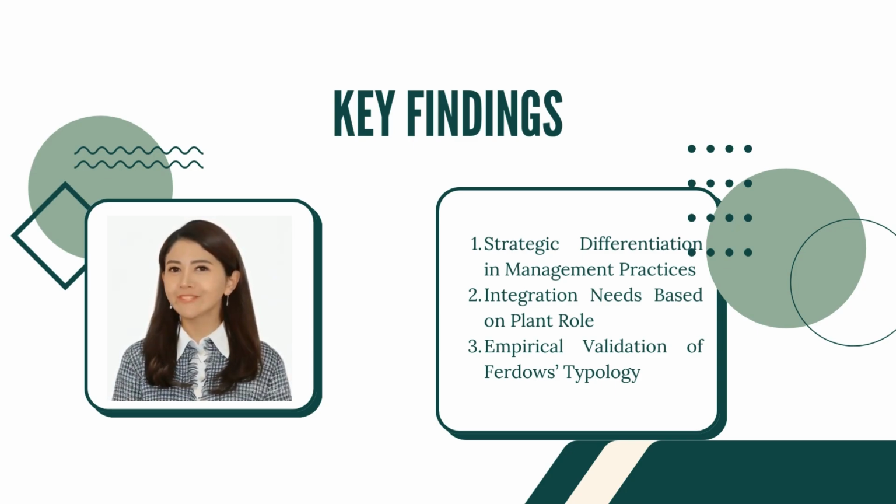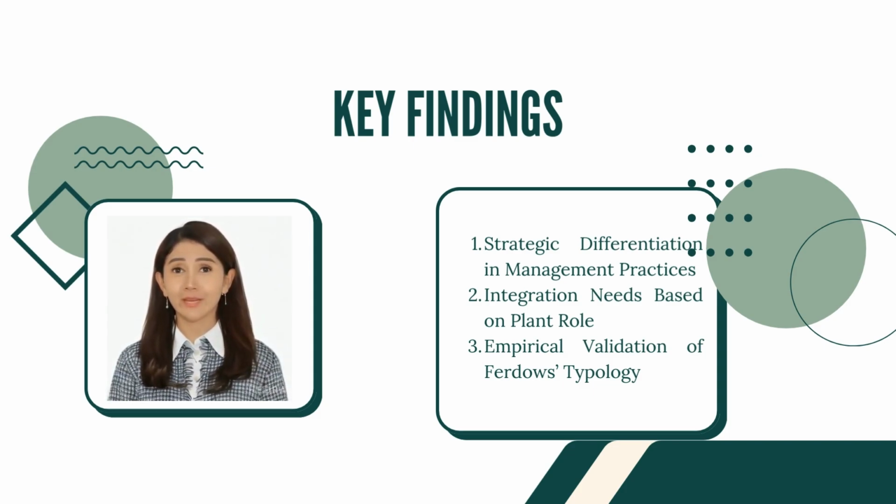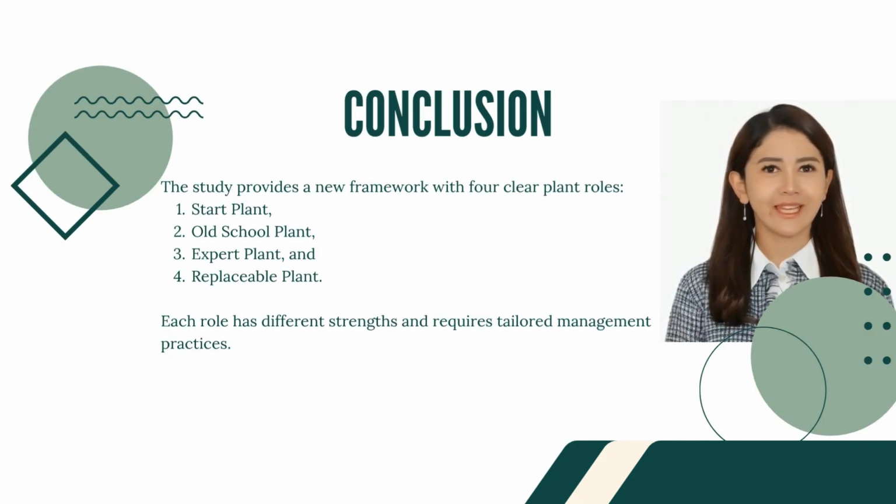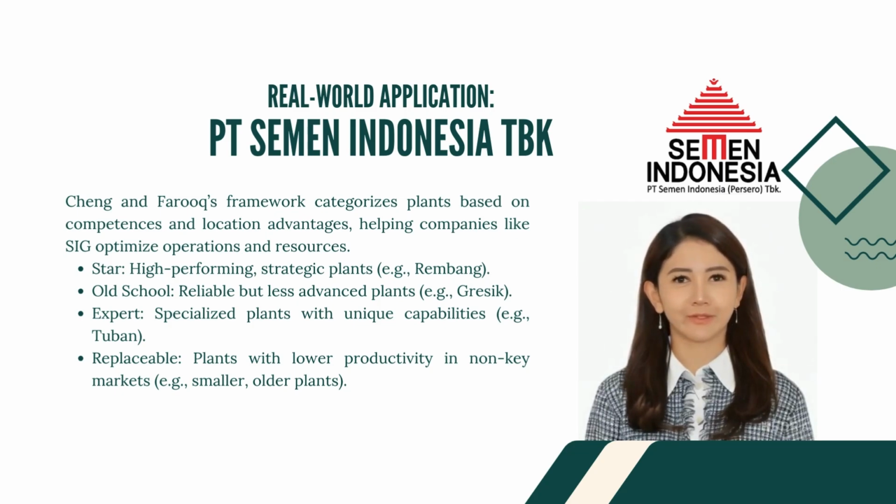The new taxonomy builds on Firdau's model, showing that while some parts still apply, it doesn't fully fit today's global manufacturing networks. It introduces more complex ways to classify plant roles based on their skills and location advantages. The conclusion of the article is that Firdau's original model of plant roles needs updating to reflect the complexity of modern manufacturing networks. The study provides a new framework with 4 clear plant roles: star plant, old school plant, expert plant, and replaceable plant.